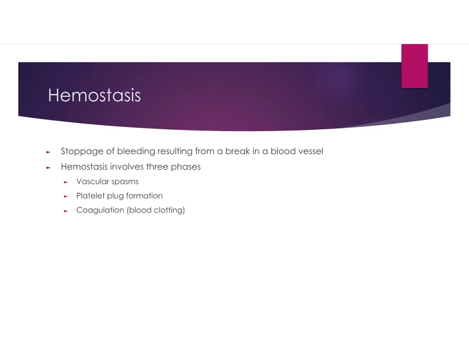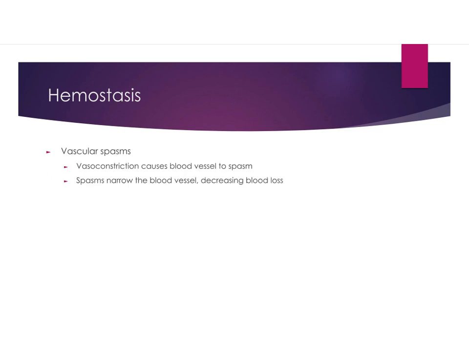Hemostasis involves three major steps. There's first vascular spasms, and then platelet plug formation, and then coagulation. Vascular spasms mean that vasoconstriction, which is the changing in diameter of a blood vessel, causes the blood vessel to spasm. The spasm will narrow the blood vessel, which decreases blood flow to the area, which is a good thing because that decreases blood loss.